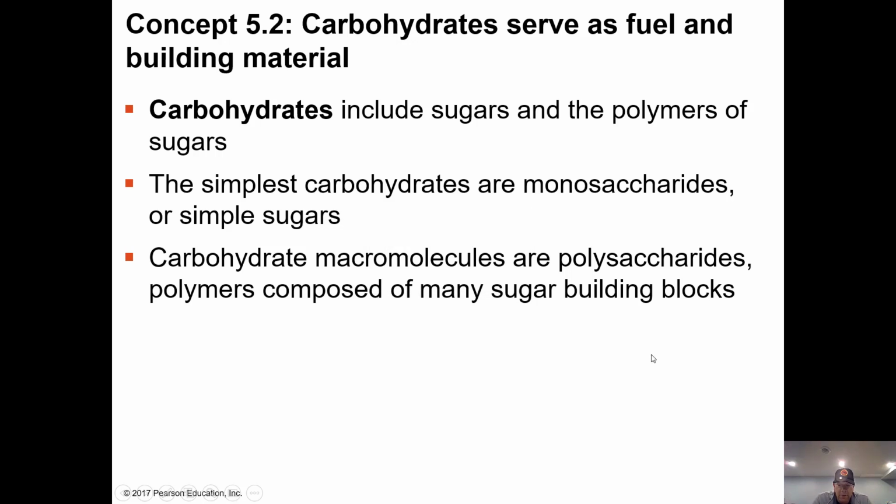All right, on to chapter 5.2. This is about carbohydrates. As we're going through these different macromolecules, I want you to think about a couple different things.